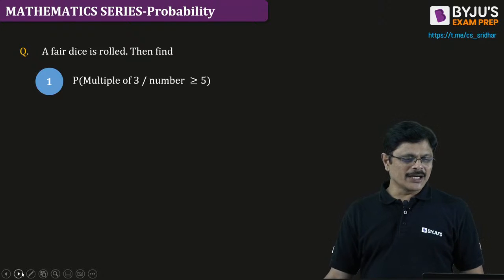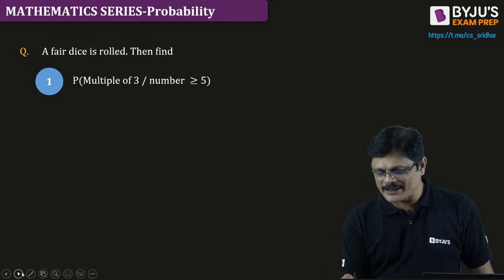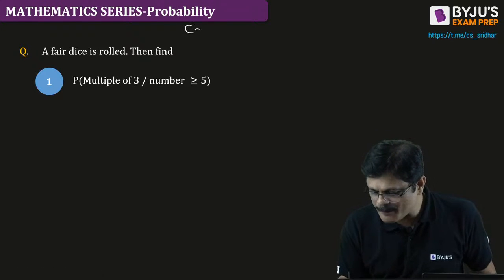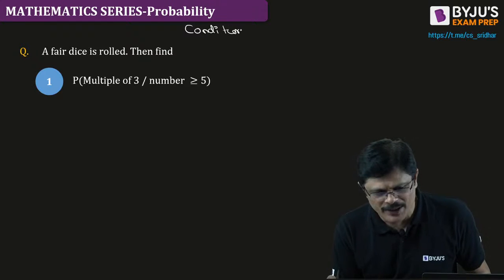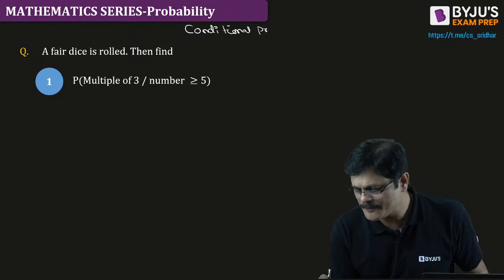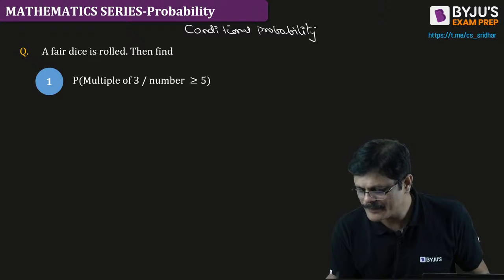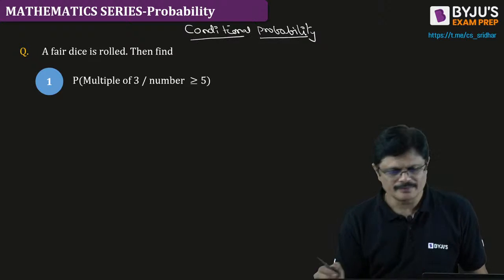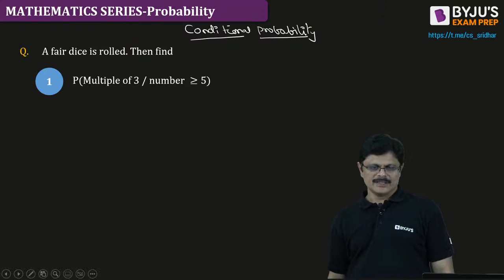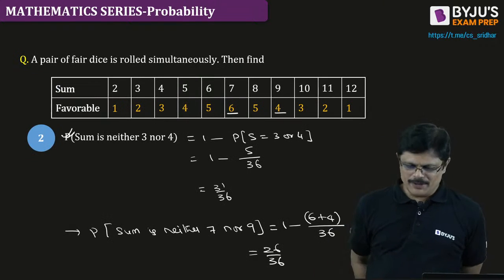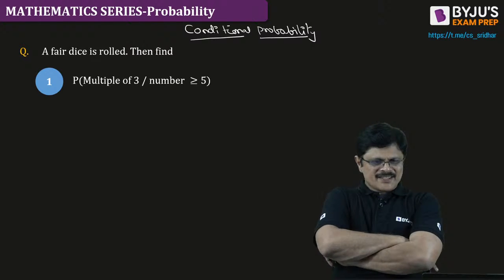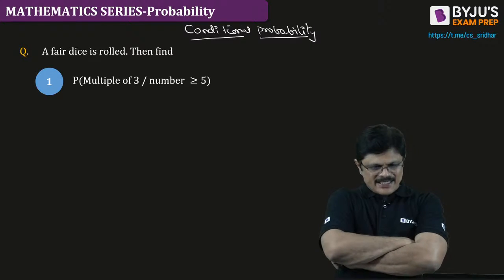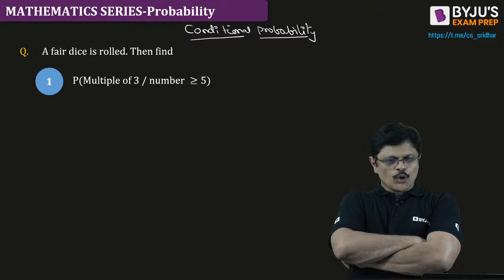Now we move on to the next important topic, that is conditional probability. I'll explain this with examples. We'll do conditional probability with examples. What is the answer for this? Yes, 1 by 6, only 6.